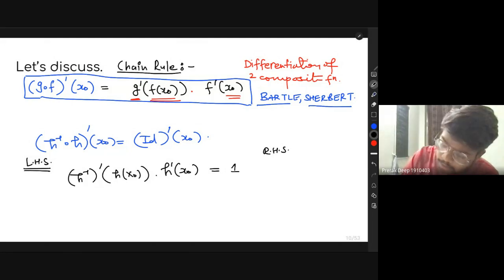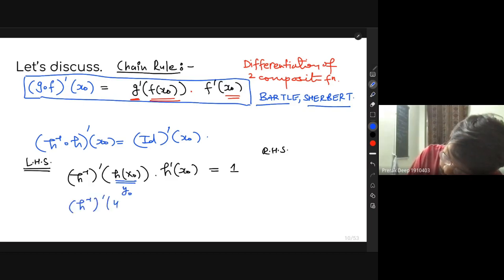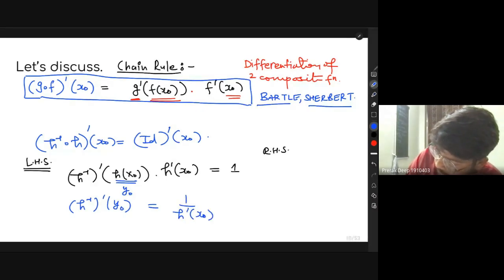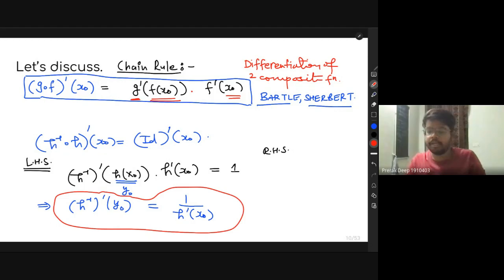Now, this is your y naught. So in particular, the formula to find the differentiation of h inverse at y naught is equal to 1 over h prime of x naught. So we have derived this formula. Now we use this formula on our question.